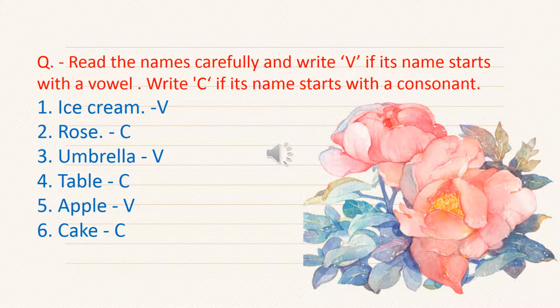Table. Table starts with T. T is a consonant, so I have written C. Apple. Apple starts with A. A is a vowel, so I have written V. Cake. Cake starts with C. C is a consonant, so I have written alphabet C here. C for consonant.